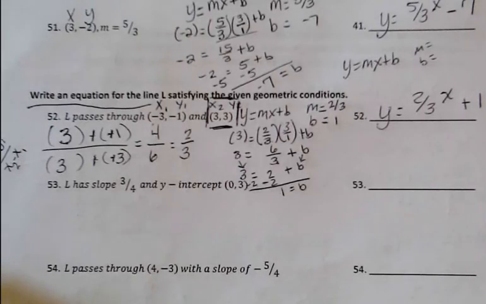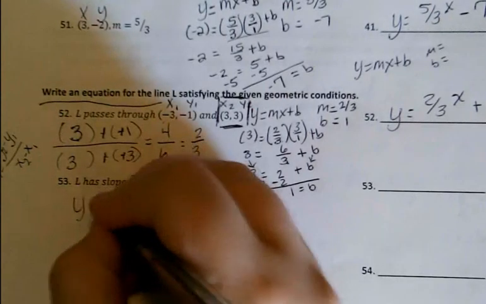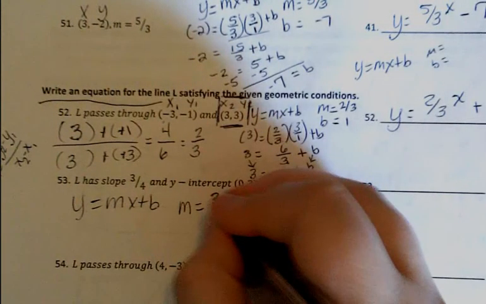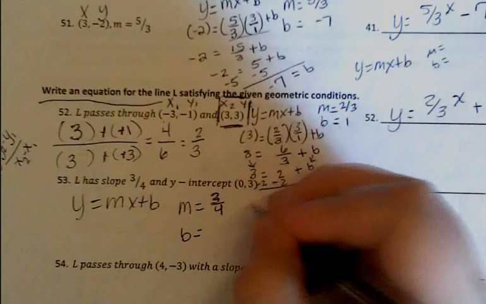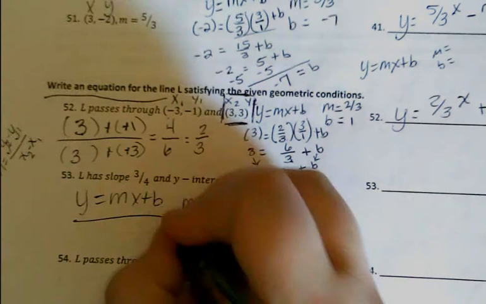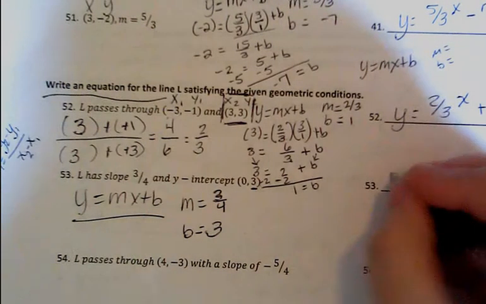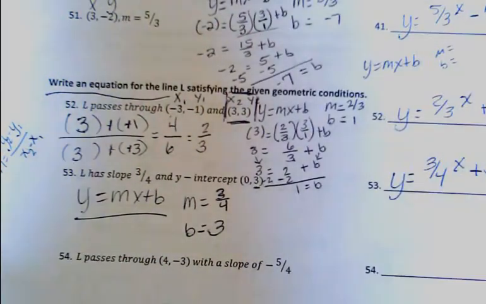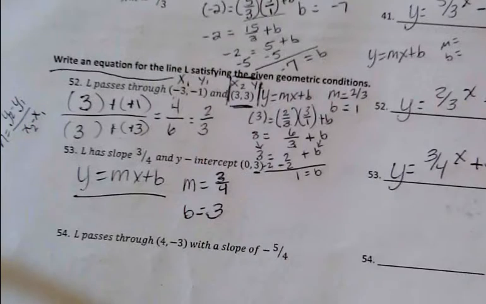So next, for number 53, the directions say that your line has a slope of 3/4 and a y-intercept of (0, 3). Well, that's easy. You need to write y equals mx plus b. You know your m is 3/4, and they tell you your y-intercept is 3. So now all we have to do is plug it into our equation, which is y equals 3/4x plus 3. And we are finished with that problem.